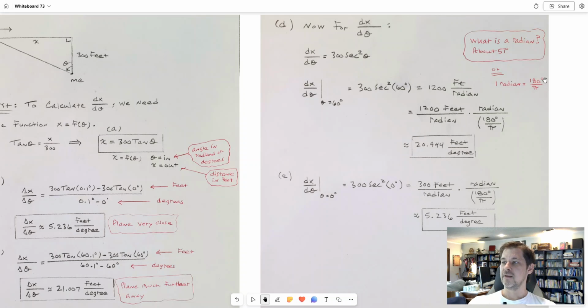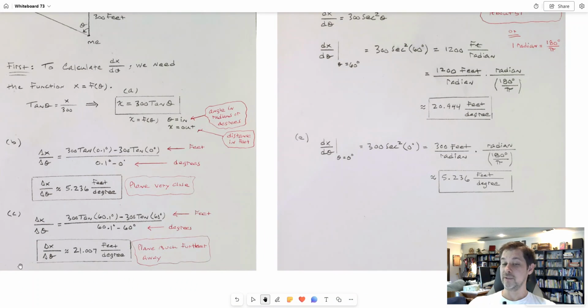Now if that's true, that will allow me a way to convert. So I can do some dimensional analysis. 1 radian is 180 degrees over pi. That would cancel radians and give me feet on top, degrees on the bottom, and that would give me a number to compare over here. So doing that, 1200 divided by 180 over pi gives me almost 21 feet per degree. That's what I was expecting, right?